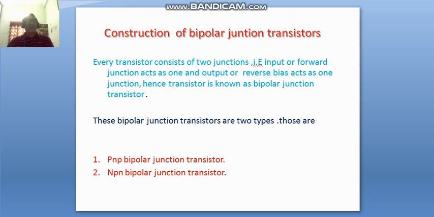Already we discussed the types of transistors. Again repeating here, these bipolar junction transistors are of two types. One is the PNP bipolar junction transistor as well as the NPN bipolar junction transistor.